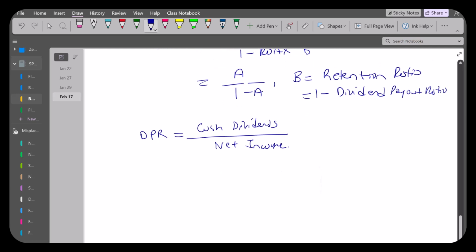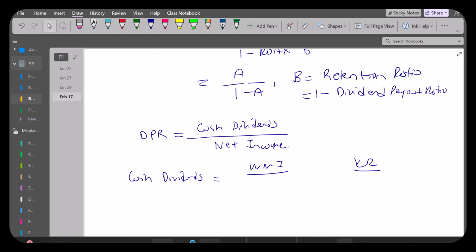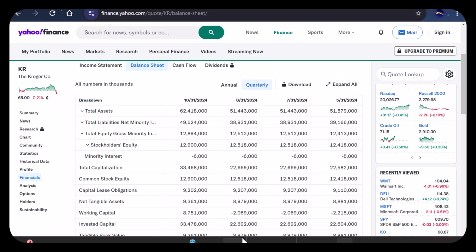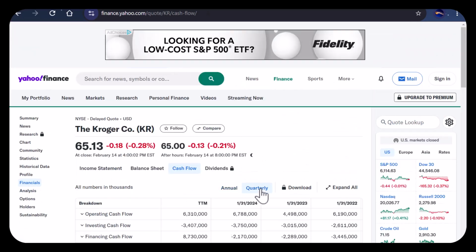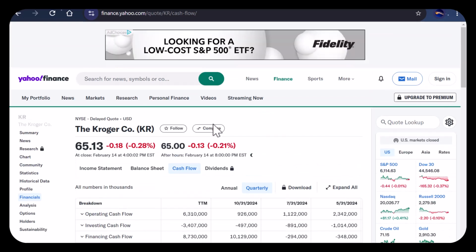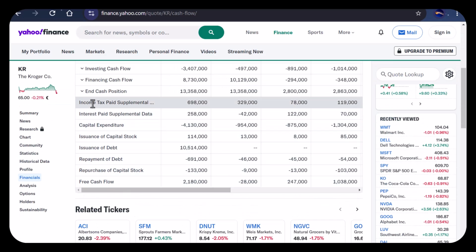Let's get these dividend numbers for Walmart and Kroger. You're going to find dividends in the statement of cash flows. Okay. So cash flow, let's do quarterly. So we're going to look at the trailing 12 months. You'll find it under financing cash flow.